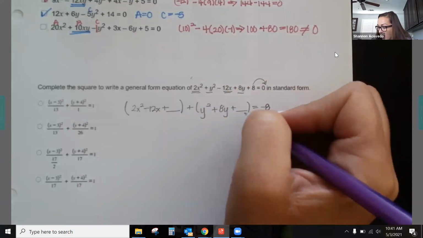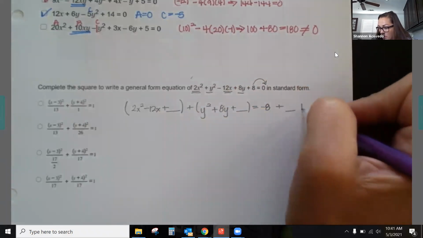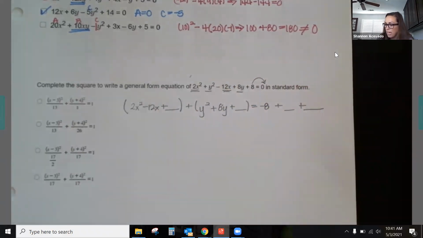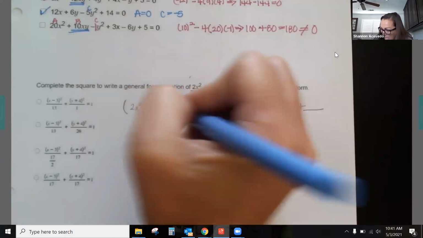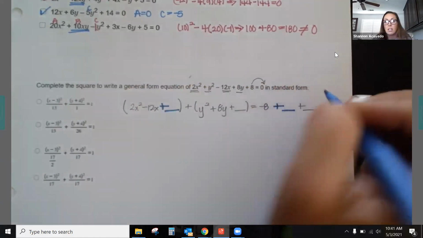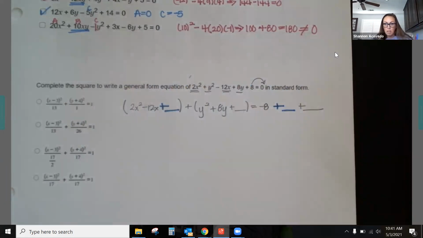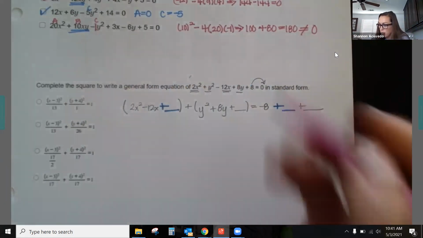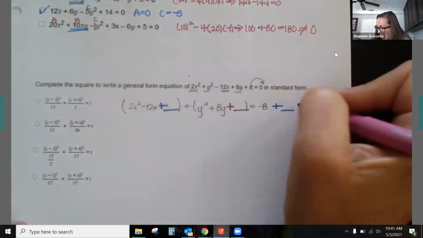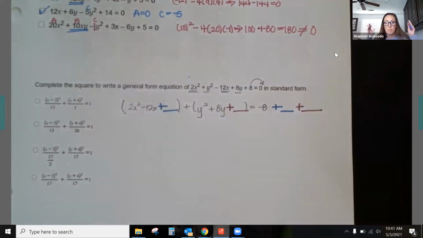And whatever I add here and add here, I have to add to both sides, right? We have to keep it balanced. Whatever I add to the left, I have to add to the right side as well, so that I'm not changing my equation. Same thing here. So that the left side is still equal to the right side.